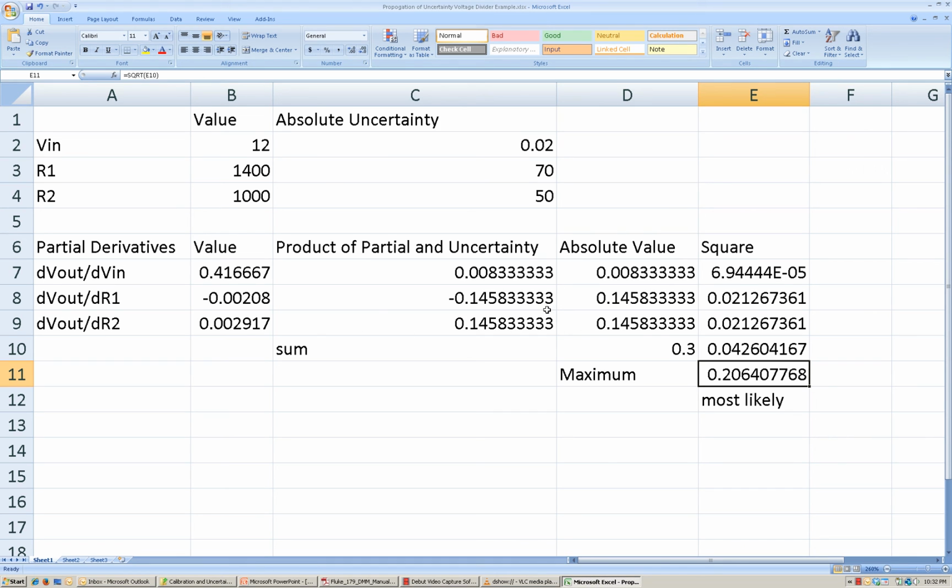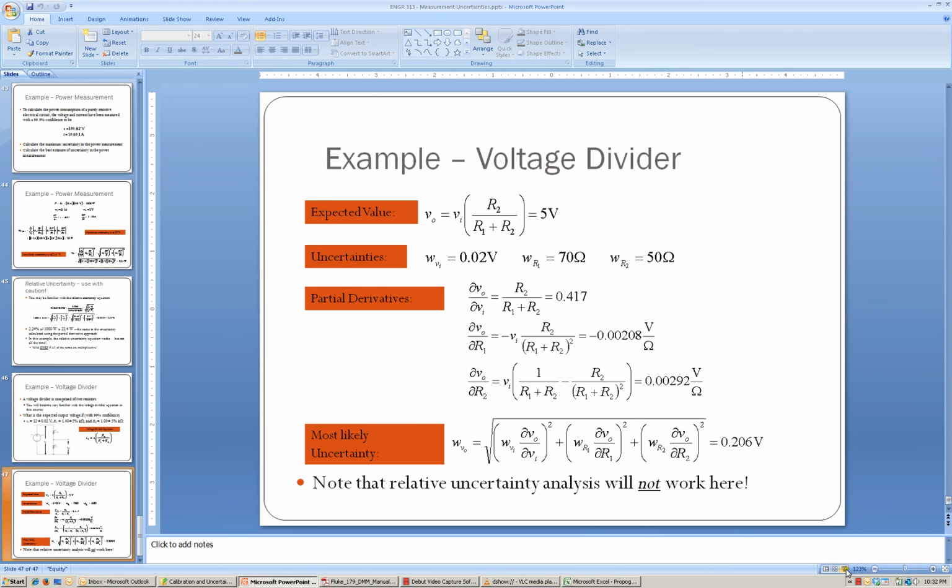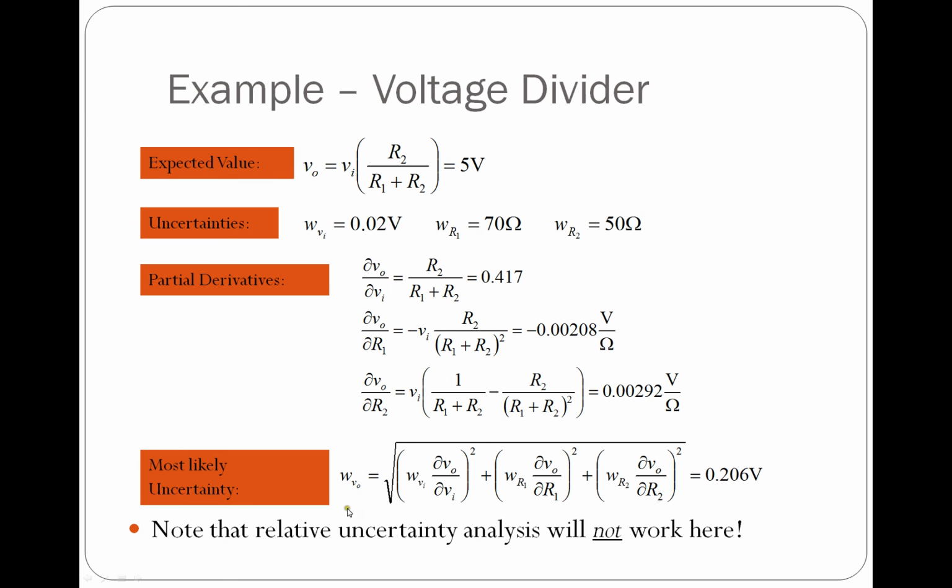I find that using Excel is a very handy way to keep track of all of the numbers after you've calculated the partial derivatives, to make sure that you don't get confused and bogged down in tracking numbers down. So again, if we go back to our information here, we should see that that's what we got for the most likely uncertainty. And again, note here that relative uncertainty analysis will not work in this case, because we have this additive term in the denominator of the voltage divider equation. Now that we've gone through that, we will do some practice in class with this, and I hope you have a better understanding now of how we actually perform the propagation of uncertainty analysis.